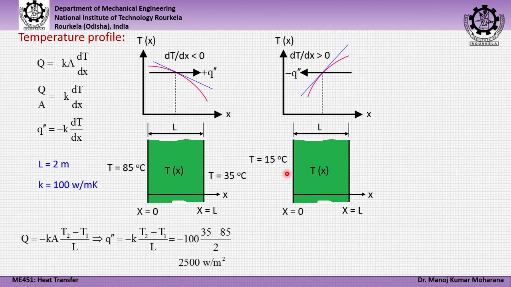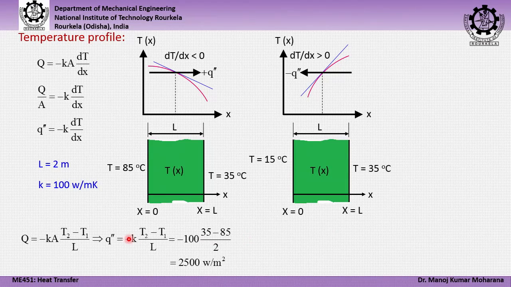Similarly, let us consider another situation for the same geometry. The left face, let us say, is at a temperature of 15 degree only, whereas the right face is at the same temperature as the previous case, that is 35 degree centigrade. That means, in this case the left face is at a lower temperature, whereas the right face is at a higher temperature, that is, this is a reverse case of the earlier one. So, in this case we expect that the heat transfer will be from the right face to the left face.